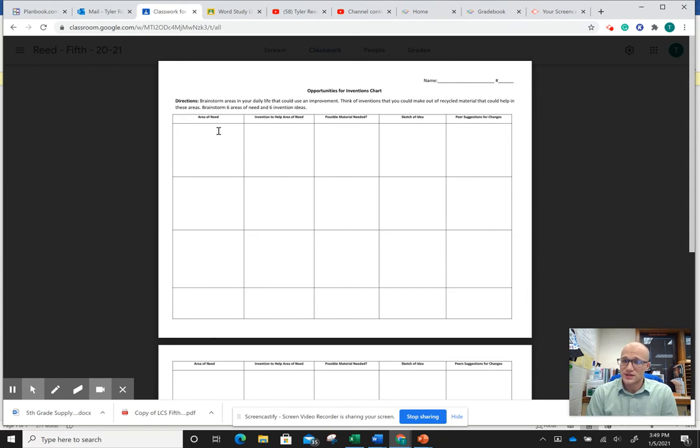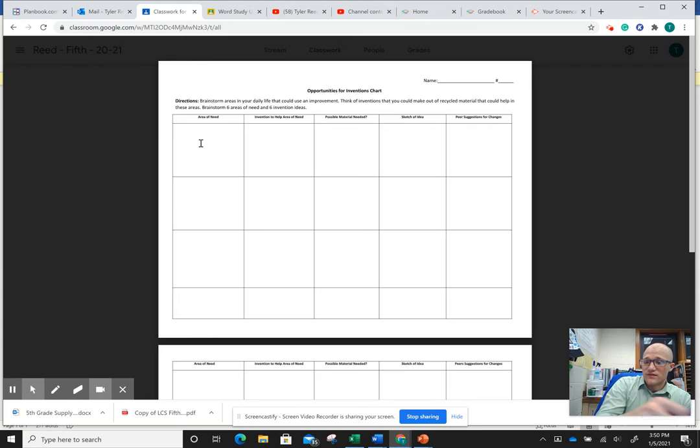Okay? So when I go to the directions here, our directions are brainstorm areas in your daily life that could use an improvement. Think of inventions that you could make out of recycled material that could help in these areas. Brainstorm six areas of need and six invention ideas. All right. So for you remote students, you are going to be over here in the far left box. The first thing you're going to do is you are going to write down an area of need.